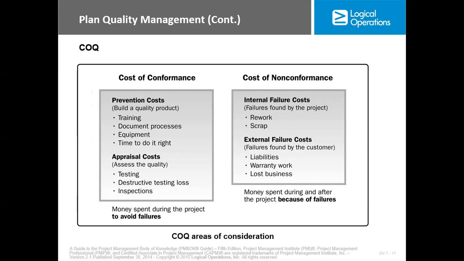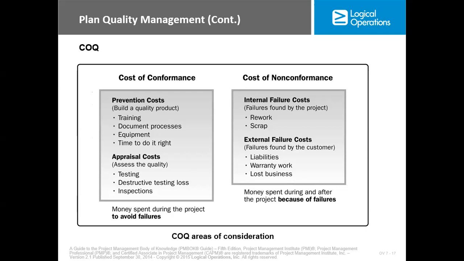Now, there are 2 types. You have cost of conformance and cost of non-conformance. Cost of conformance is when you are meeting the quality, what it will take you to meet the quality. Cost of non-conformance is when you are not meeting the quality, what you will pay for not meeting the quality standard.